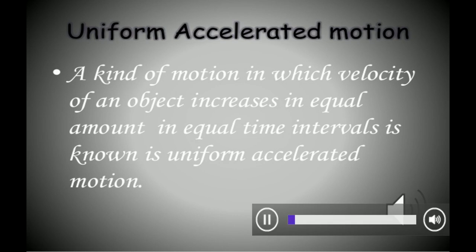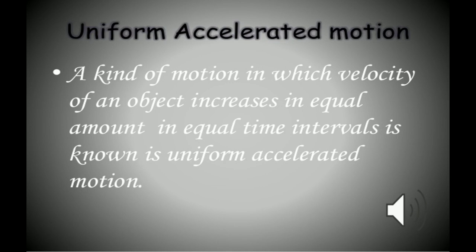Now we have uniform accelerated motion. A kind of motion in which the velocity of an object increases in equal amounts in equal time intervals is known as uniform accelerated motion. That means the acceleration is uniform, not changing. That means the change in velocity is constant, and that is acceleration. So this kind of motion is known as uniform accelerated motion. Fine. So we move to the numericals of this chapter.